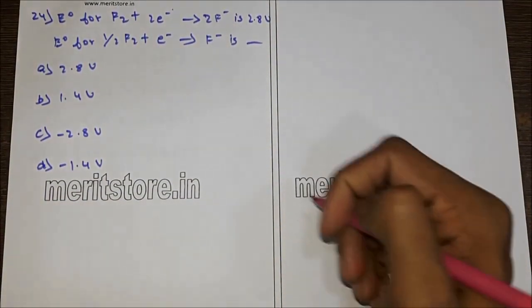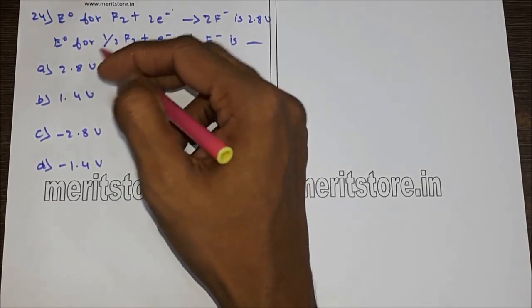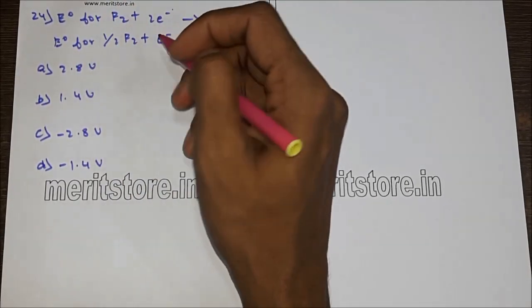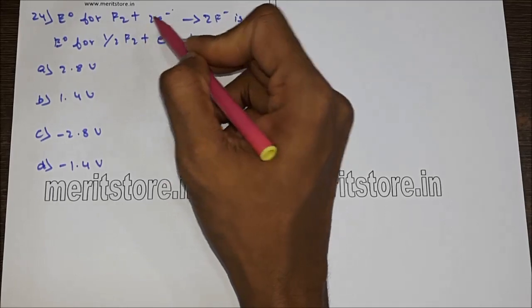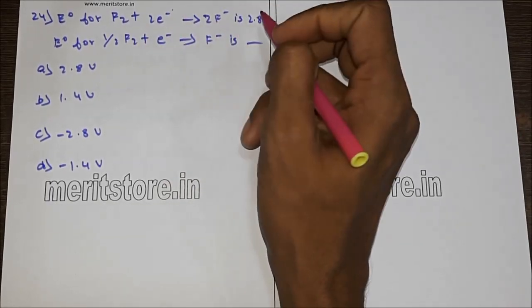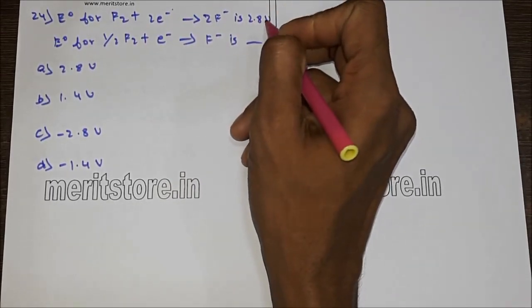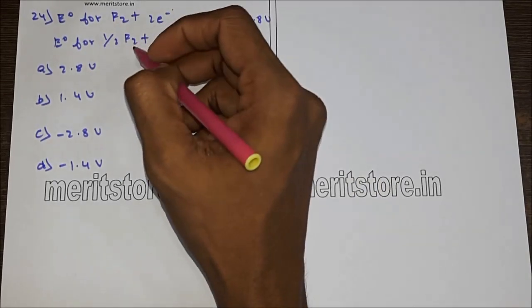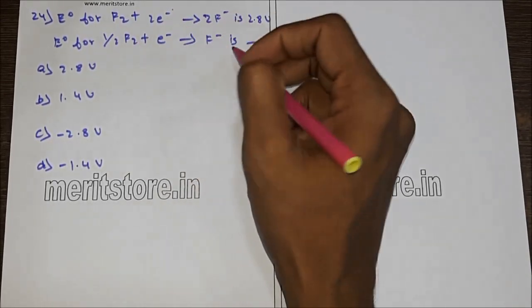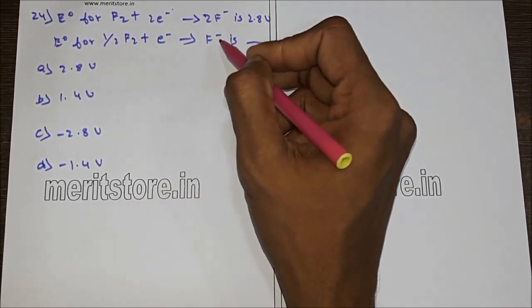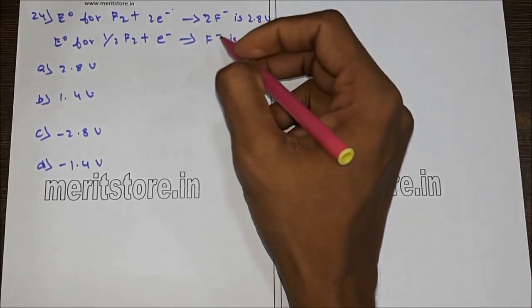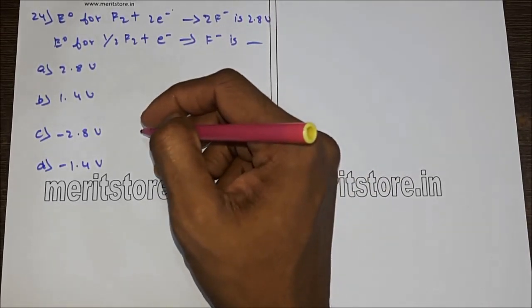Question 24. The standard cell potential for F2 plus 2e, which gives us 2F-, is 2.8 volt, and the standard potential for half F2 plus e, which gives us F-, is asked. We are given 4 options.